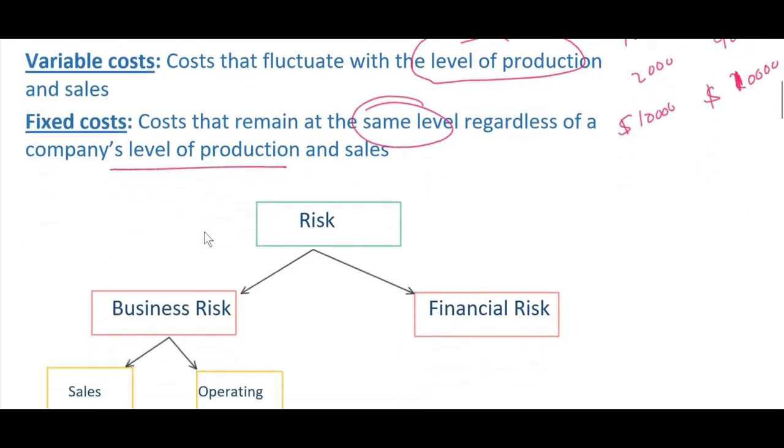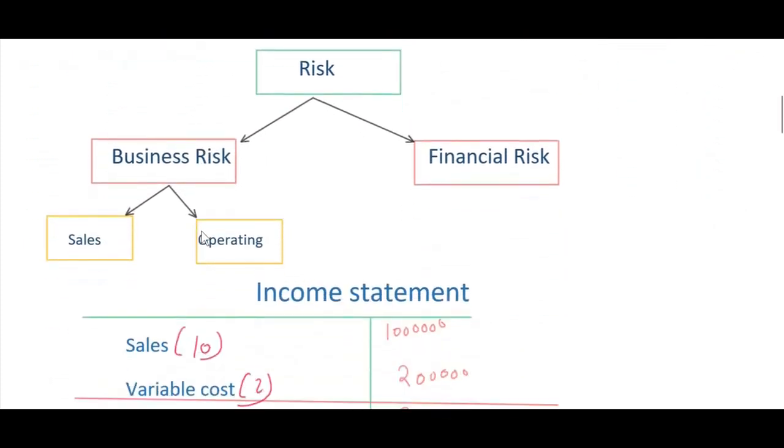Now this chapter further talks about risk. The risk of the company can be divided into business risk and financial risk. Business risk is in regard to the profit, that is, their operating profit, the profit from the core operation, which tends to be very highly volatile. The reasons for this high volatility can be sales risk and operating risk.